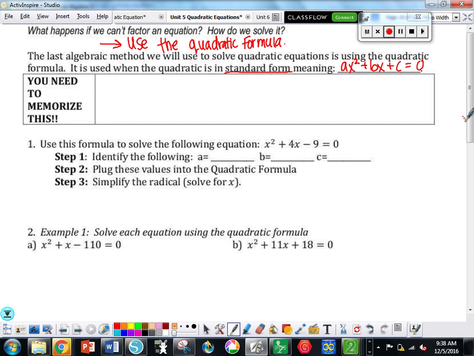Now it says you have to memorize this. For Unit 5, I'm going to have it on the board. I won't tell you what it is or how to use it, but the actual formula will be on the board. For Unit 6, you have to memorize it.